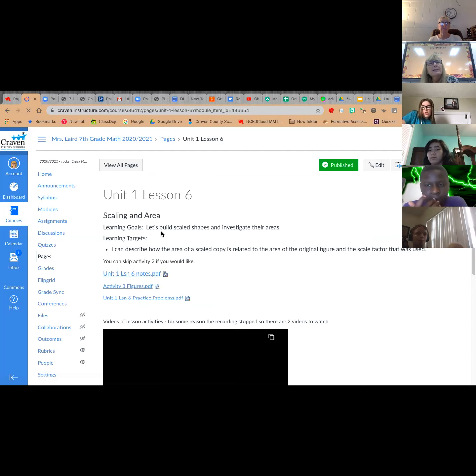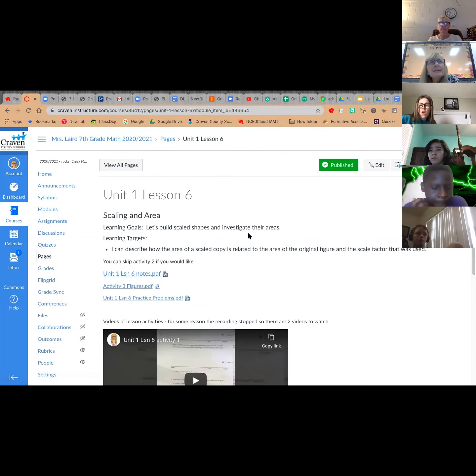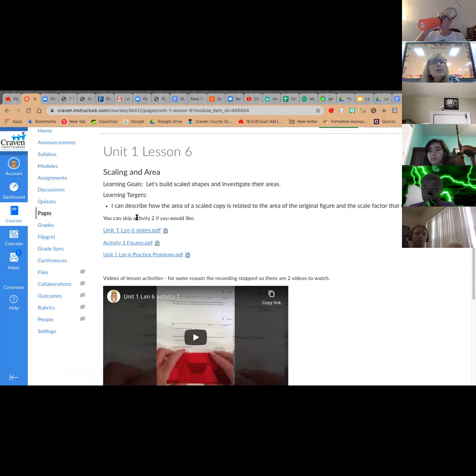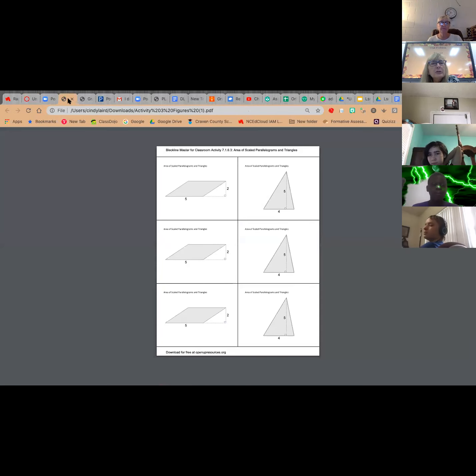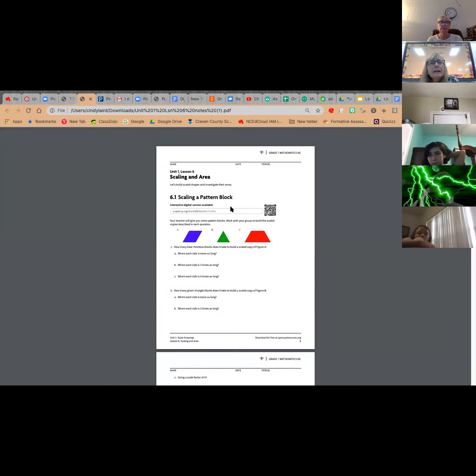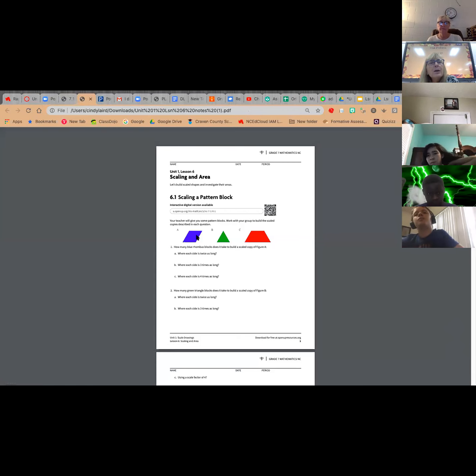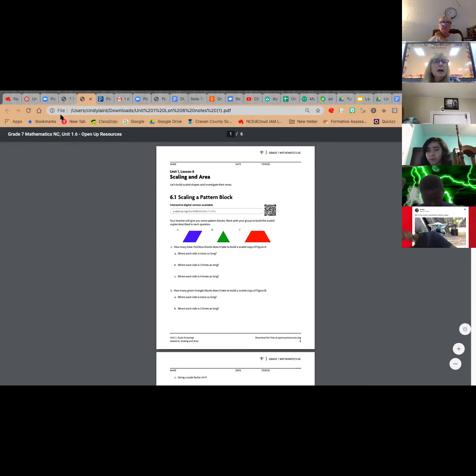Today's learning goal is let's build scaled shapes and investigate their areas. Now, there are 3 activities. You are going to skip activity 2. Activity 1 is an interactive digital activity. You can go to this website and it will let you do it. When I did the video, I used the manipulatives, the little tiles. So you can watch the video where I actually create them if you'd like.